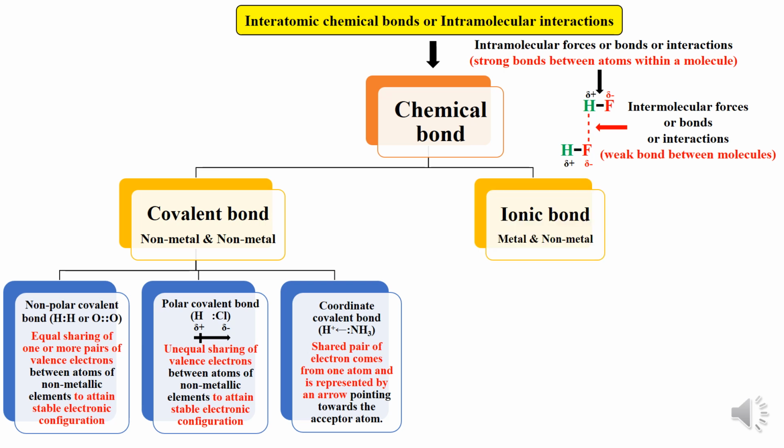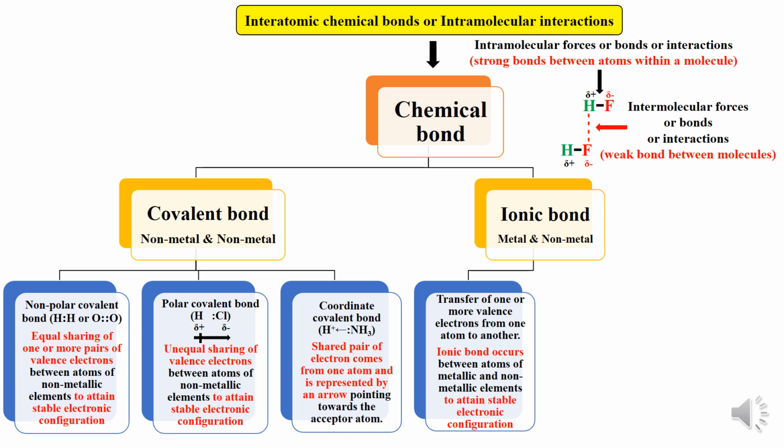And the second type of chemical bond is the ionic bond. The ionic bond is formed by complete transfer of valence electrons from one atom to the other. So ionic bond takes place between a metal and a non-metal. It is the metal which is losing electrons, and the non-metal is gaining the electrons. So ionic bond is formed by transfer of one or more valence electrons from one atom to another. Ionic bond occurs between atoms of metallic and non-metallic elements in order to attain stable electronic configuration.